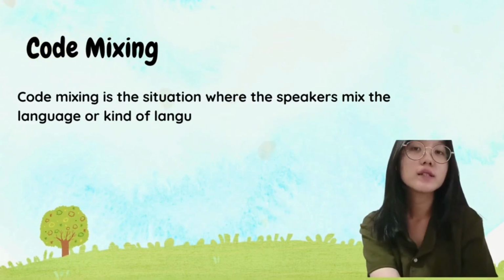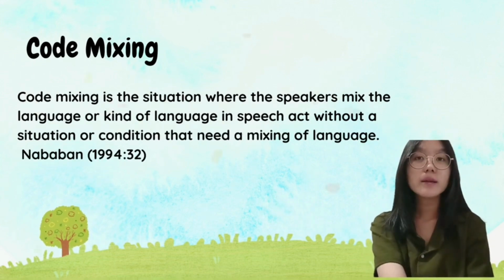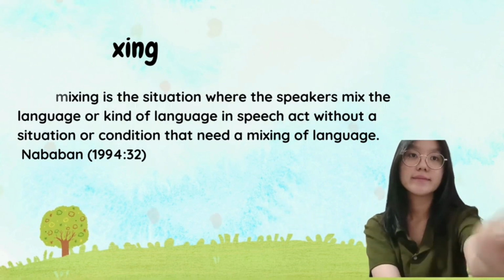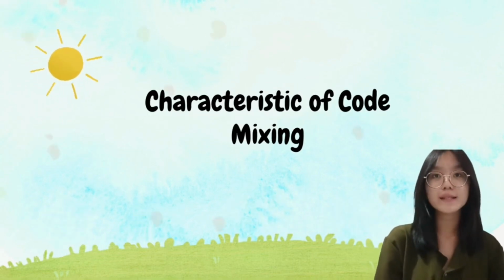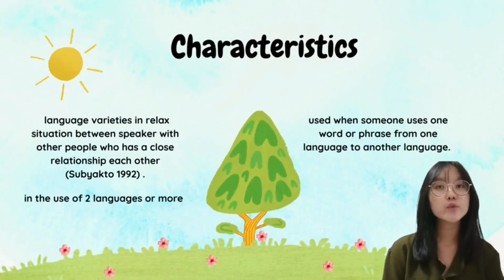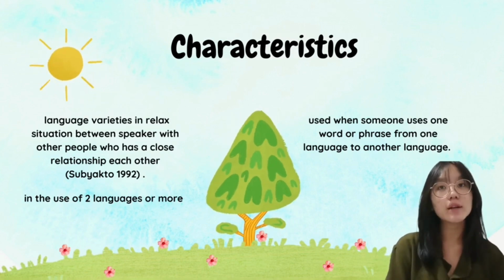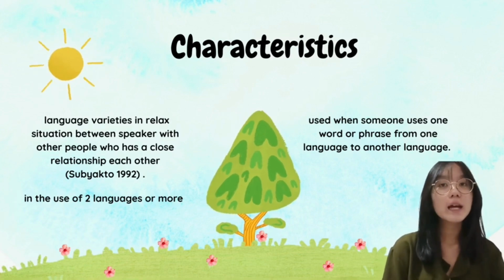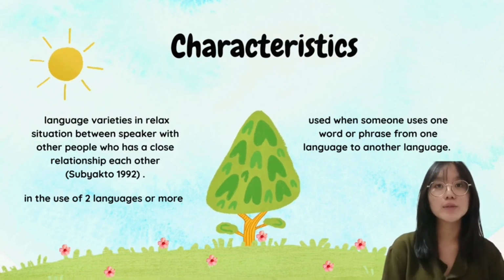Simply, code mixing is a situation where one language mixes with another language. This can be in the form of a word, phrase, clause, or sentence. Next is about the characteristics of code mixing. There are two characteristics of code mixing. Code mixing is used when someone uses one word or phrase from one language in another language. And the second characteristic is about the situation. Usually it is in informal situations, because the relationship of the speaker and the listener is close.